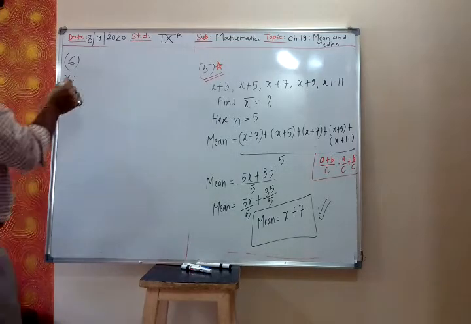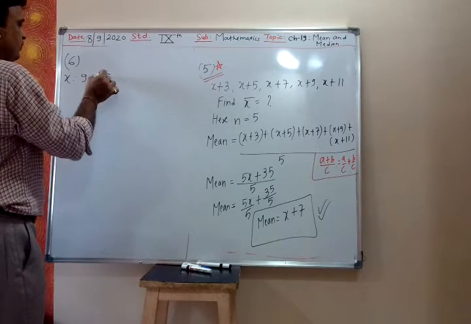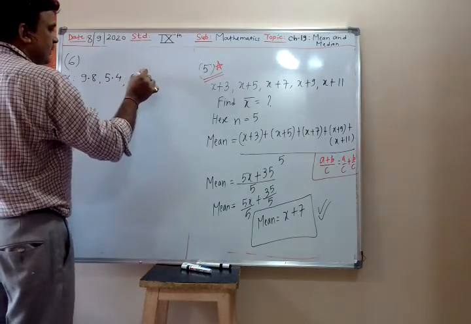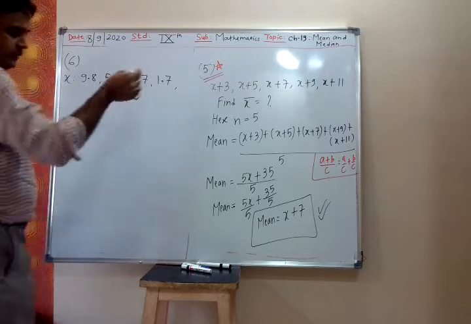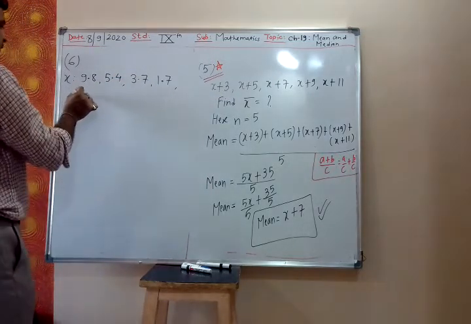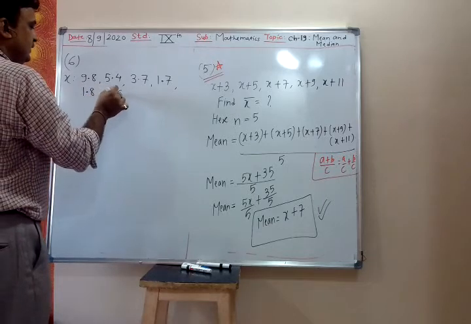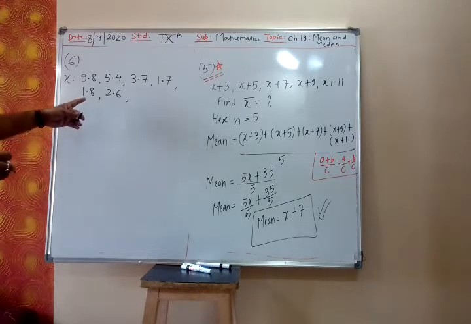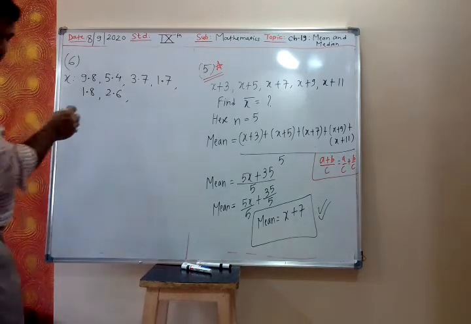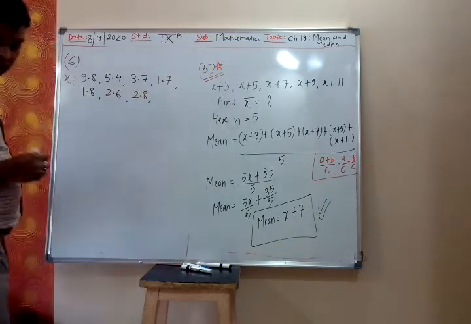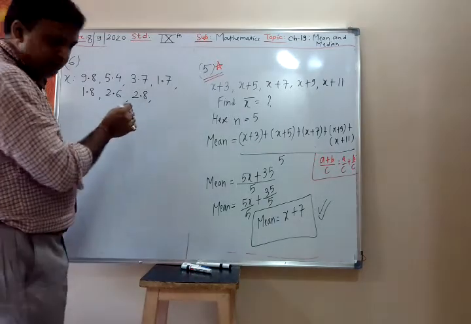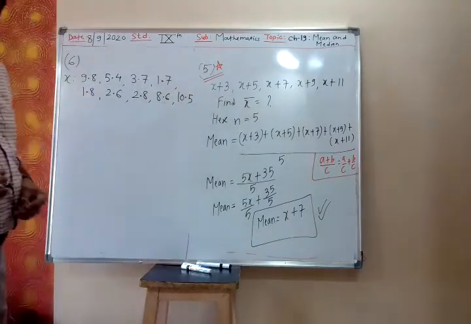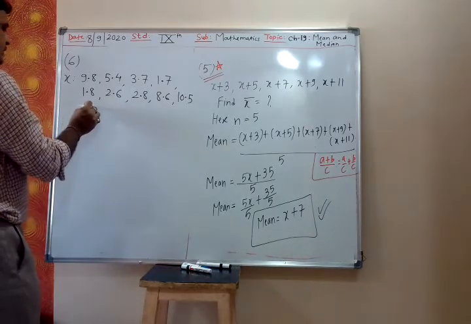The values of x are 9.4, 9.8, 5.4, 3.7, 1.7, 1.8, 2.6, 2.8, 8.6, and then 10.5. Find the mean value. And 11.1 is also there.